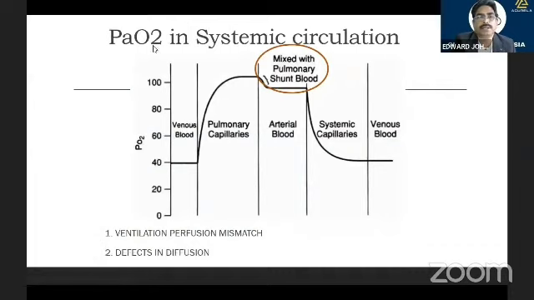So coming to the PaO2, that is the partial pressure of oxygen in the systemic circulation, when it goes from the pulmonary capillaries to the arterial blood, there is a fall in the partial pressure of oxygen. This is due to mixed venous oxygen saturation and also the shunt factor.